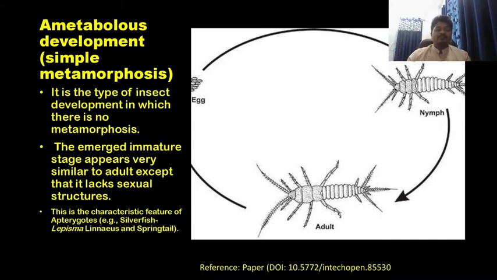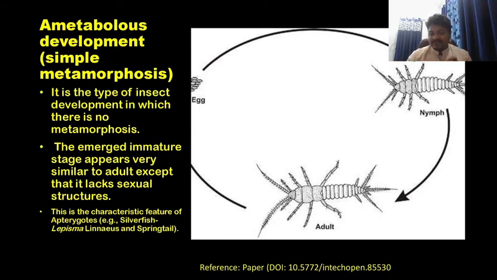The immature stage appears actually in a similar form to what will appear in its adult form. But what is the difference between its adult form and the developed form? Here the sexual structure will not be there. Like in the nymph, you can see the nymphal body is similar in type to the adult one, but they are lacking the sexual characters, sexual structures, or they might even lack the wings. So this is the difference.